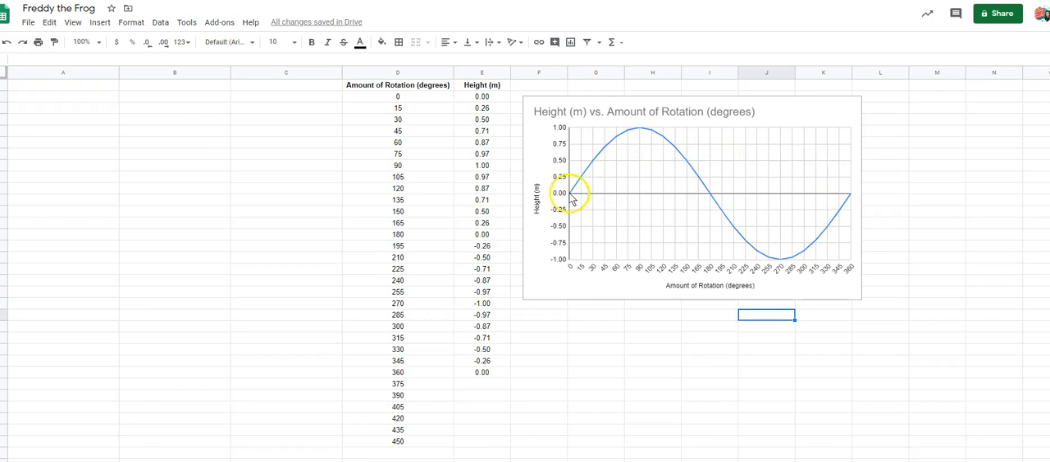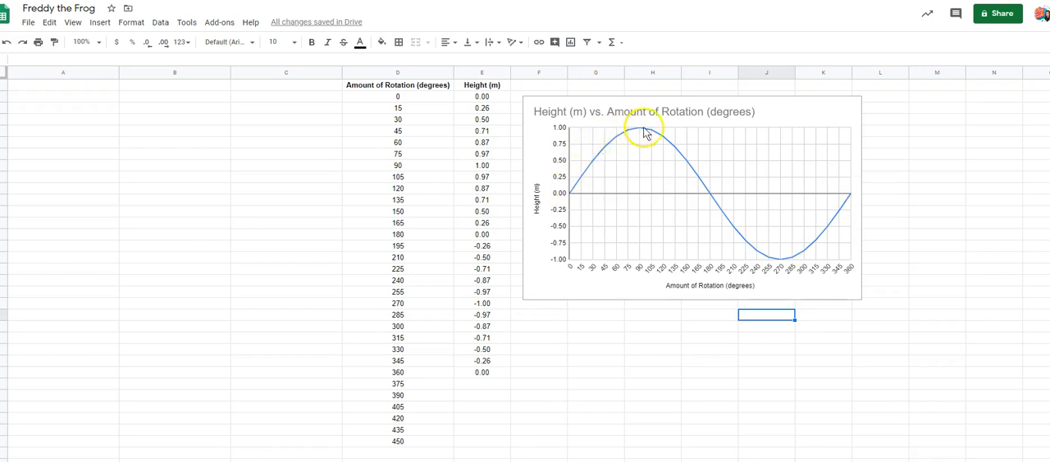So from the start, your key points happen 4 times in a cycle. So an entire cycle takes 360 degrees. If you divide that by 4, you get 90. So every 90 degrees, your key point changes. So at 90 degrees, you're at the maximum. 180 degrees, you're at the axis. 270 degrees, you're at the minimum. And 360 degrees, you're at the axis.